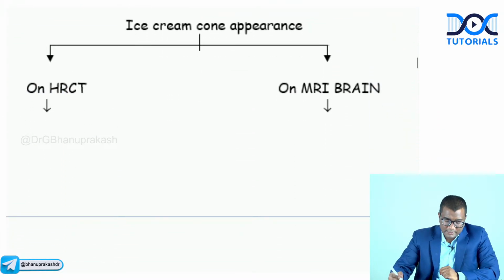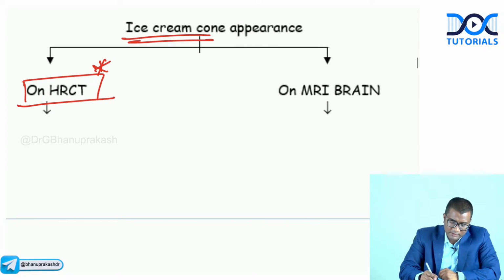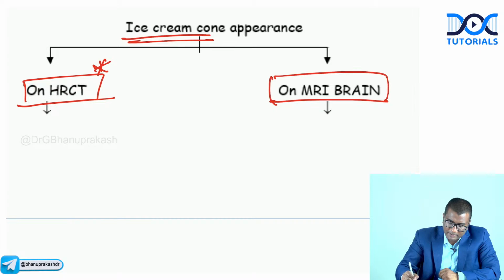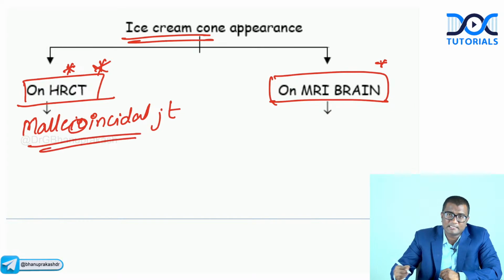Ice cream cone appearance on HRCT. Remember, be careful, ice cream cone appearance, whether they said HRCT or whether they said MRI brain. On CT, we look at bones, right? The malleus, incus, stapes. So this malleoincudal joint, the first two, will give you the ice cream cone appearance on the ear ossicles.